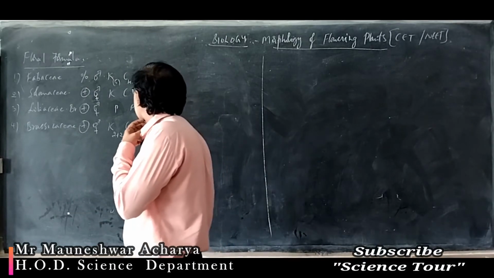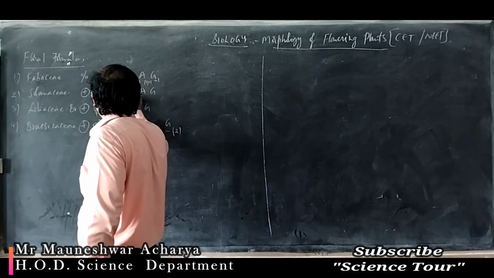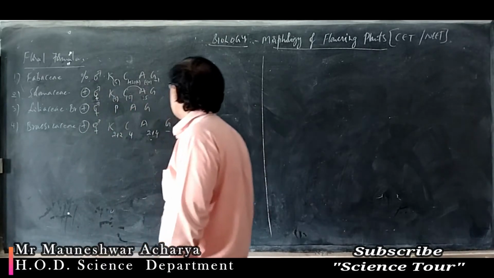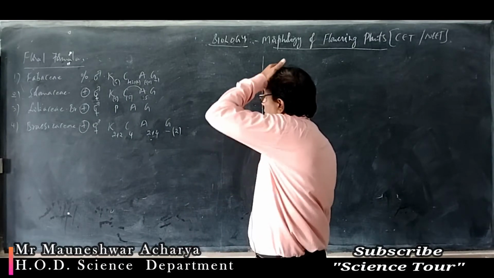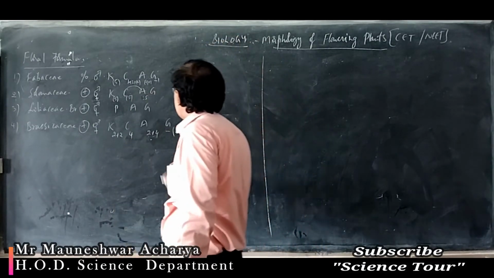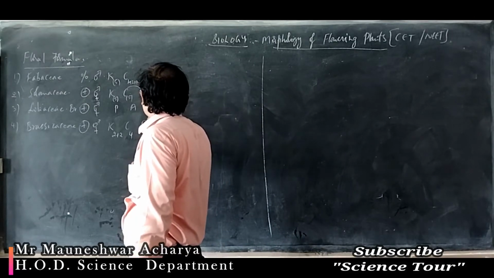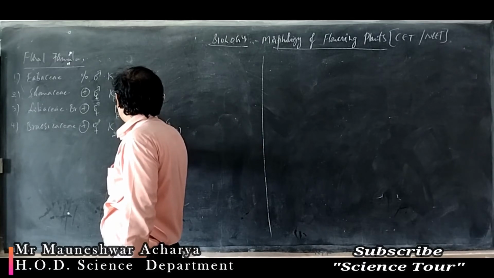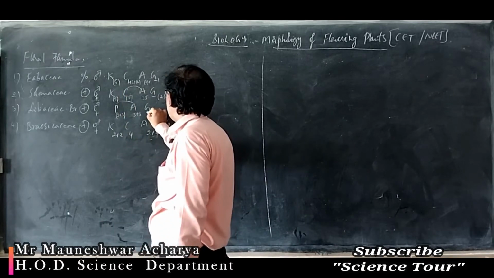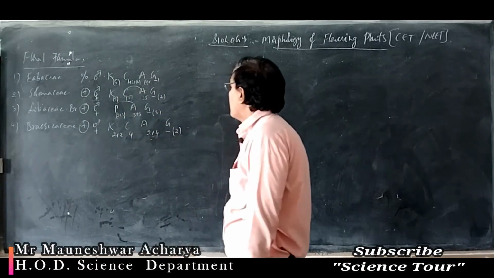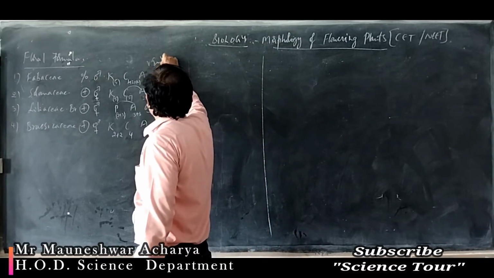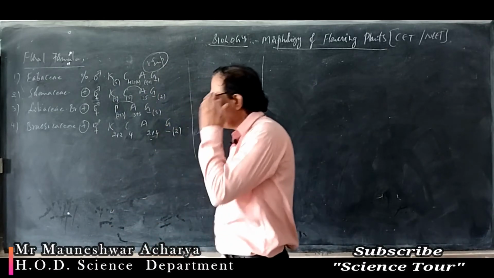Then Solanaceae: calyx 5 fused, corolla 5 fused, androecium 5 fused. That is, the androecium is attached to the petals, the epipetalous condition. Gynoecium is 2 fused, superior ovary. Then Liliaceae: perianth 3 plus 3 fused, androecium 3 plus 3 fused to the perianth, gynoecium ovary superior 3 fused. So very simple, but most important questions. Mark it as a very important question for CET and NEET classes.